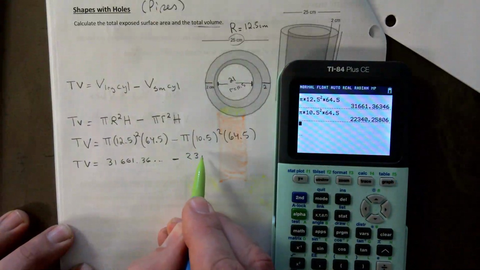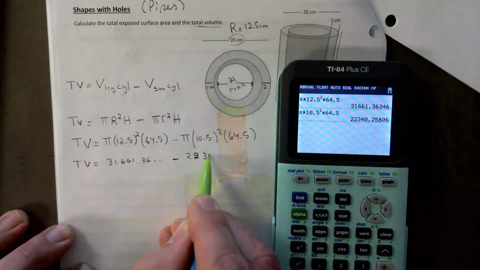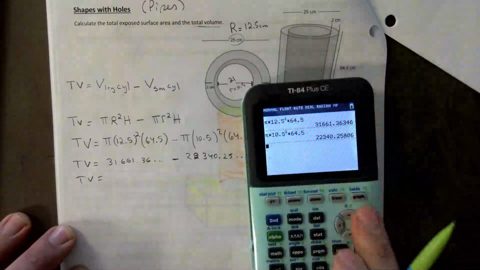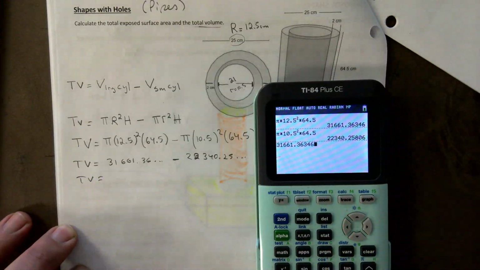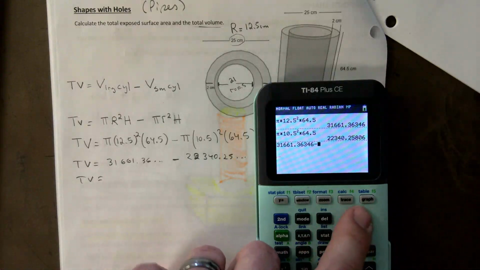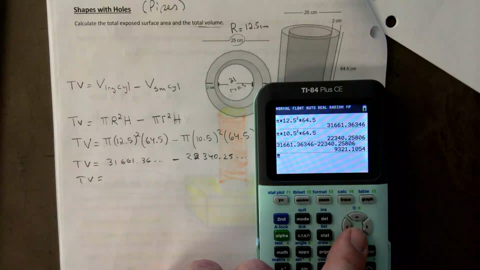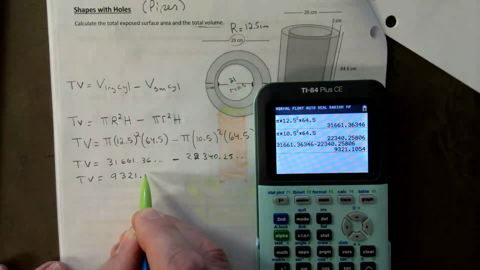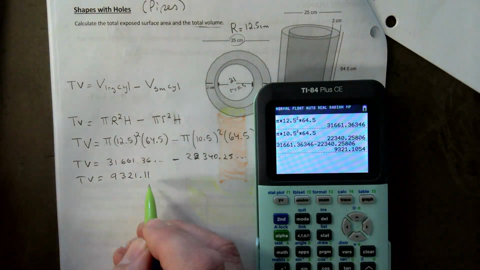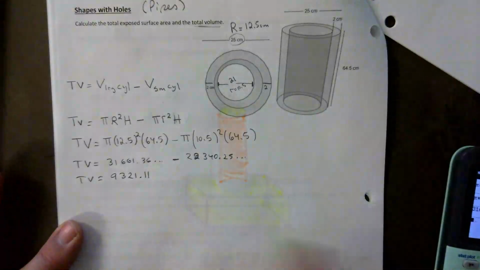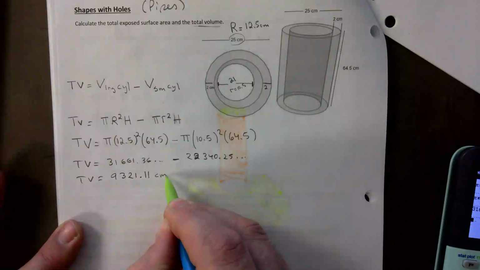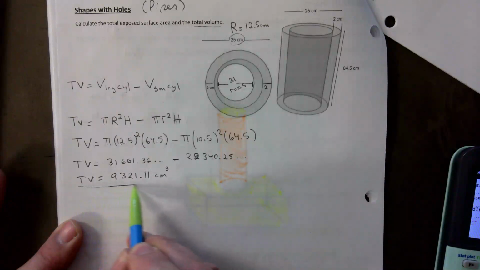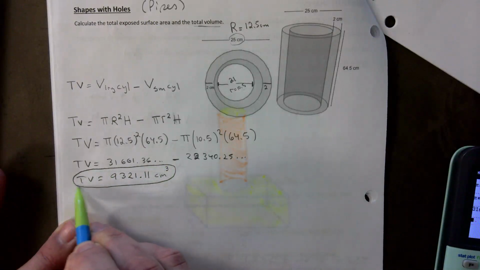That's 22,340.25 and something. And then just copy paste, right? You go get the big number, minus the small number, enter. That is 9321.11. Now you can round. What are we in? Centimeters? You don't want to lose half a mark just like that. Cubed. Okay. Because everything is in centimeters.